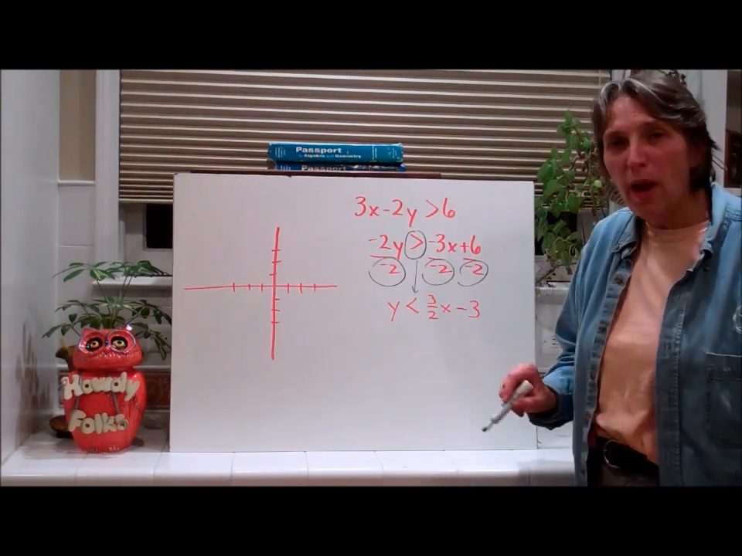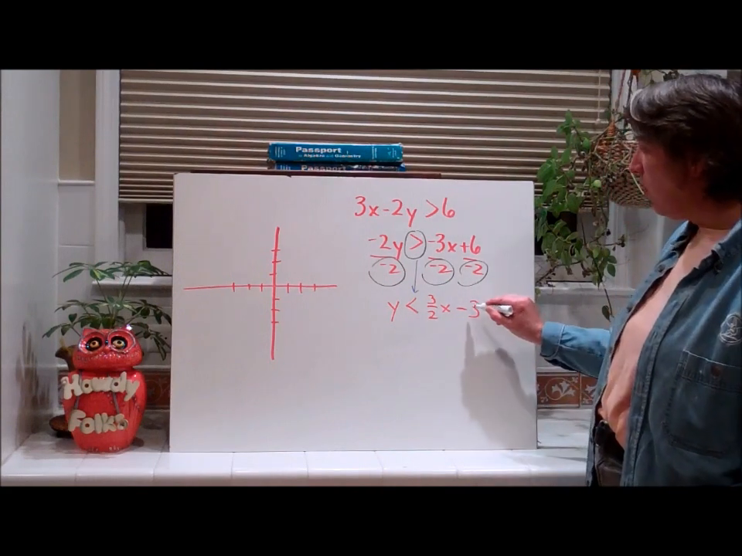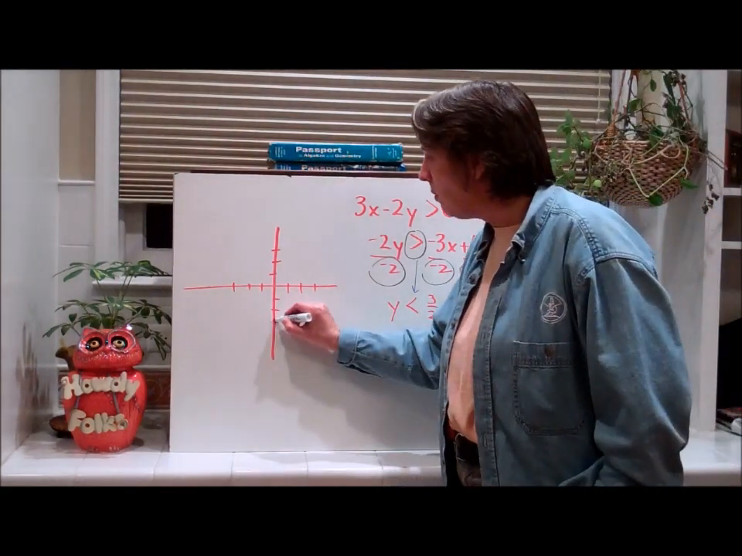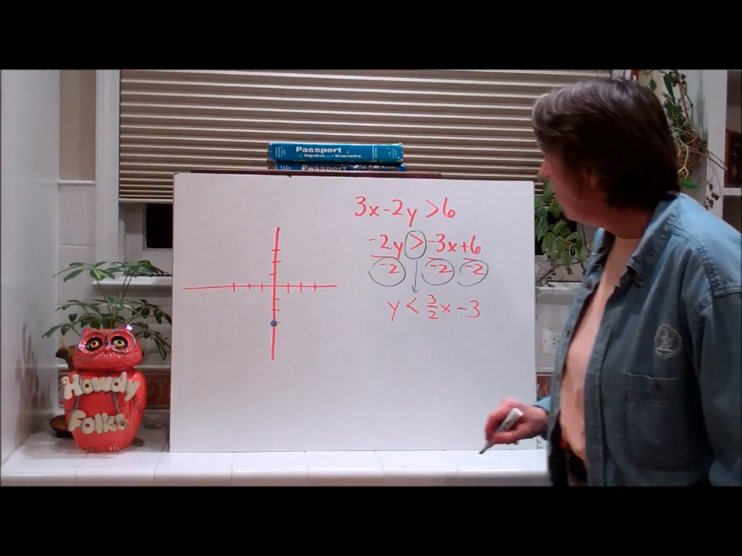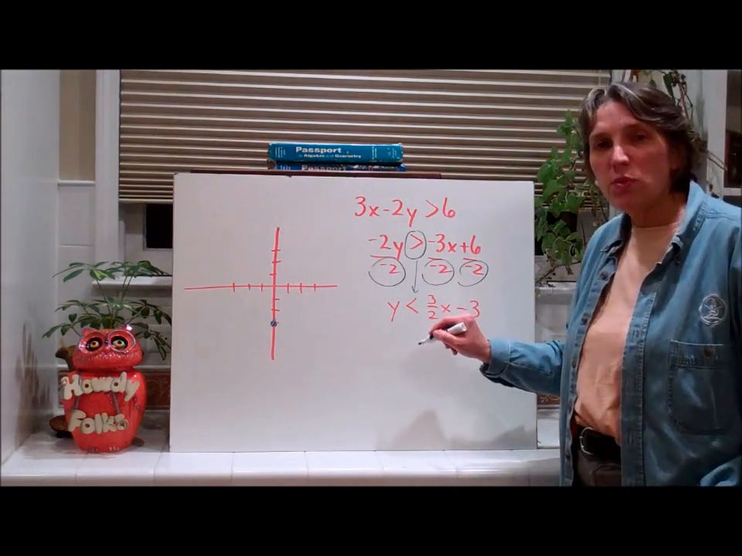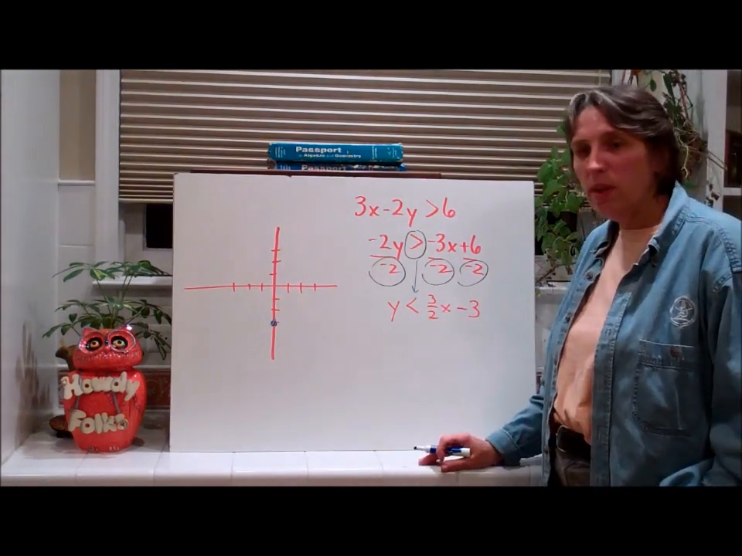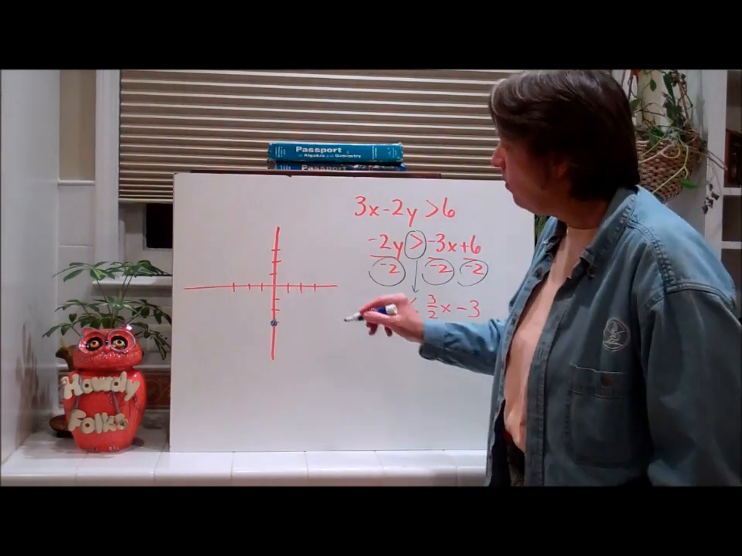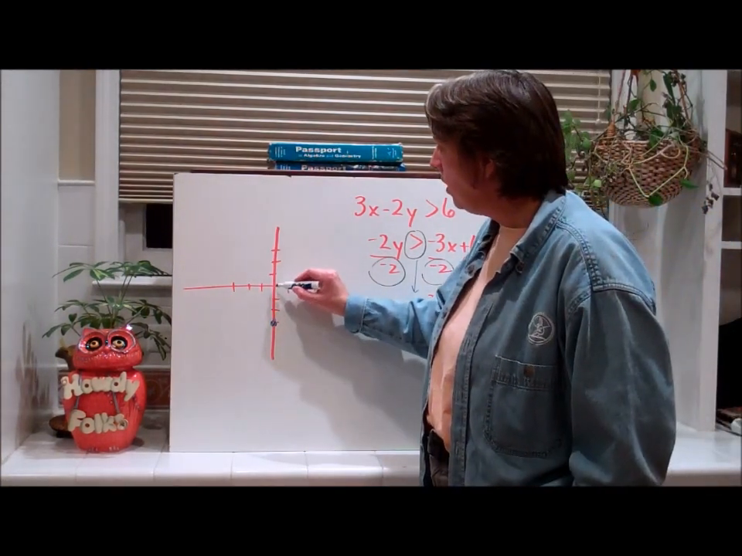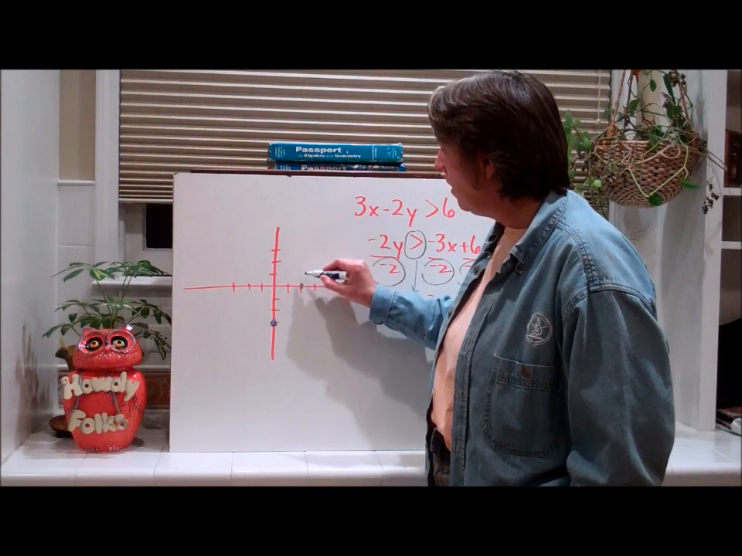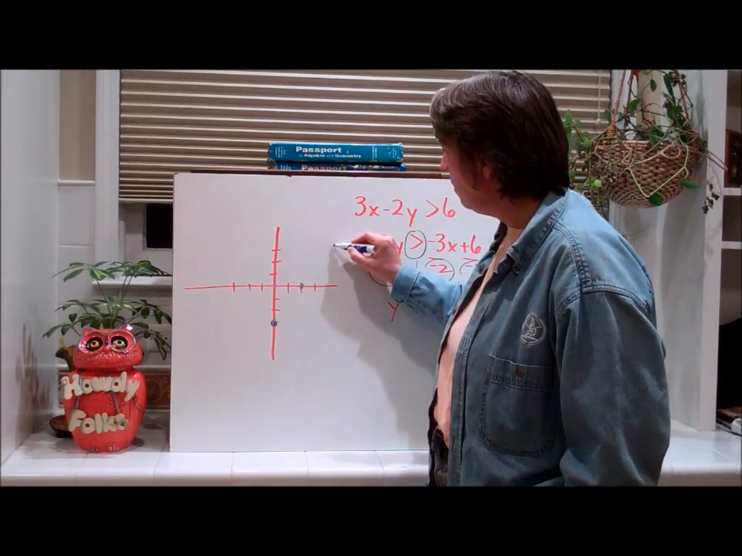Now I'm going to graph this. I'm going to go to negative 3 as my y-intercept, and I'm going to plot that point. And then I'm going to say my slope is rise over run, just like I do for any line. Rise 3 and run 2. 1, 2, 3, 1, 2.